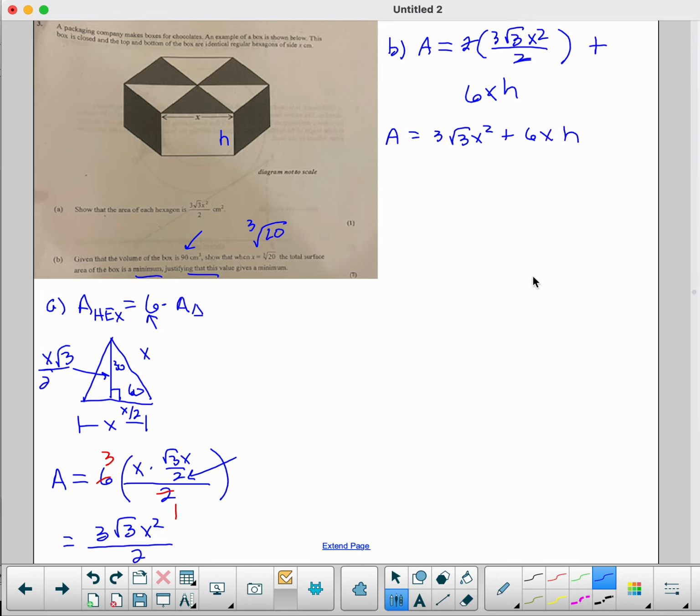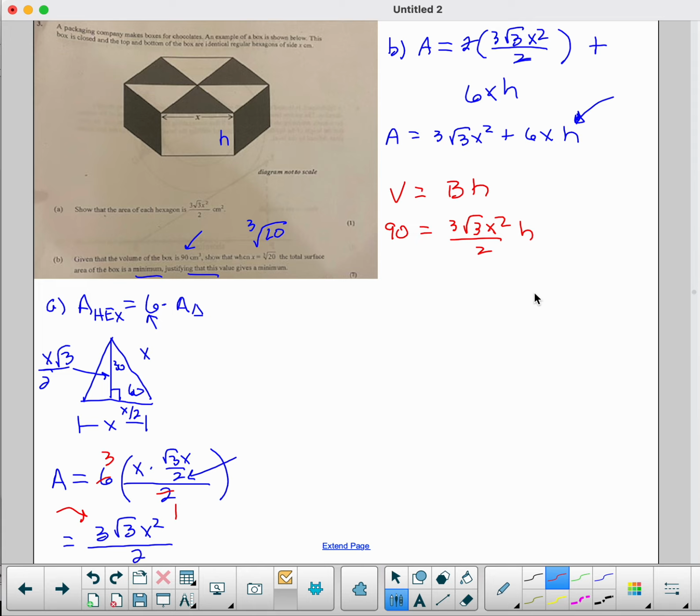And this would be lovely. All we would have to do is take the derivative, find our critical point, see that it is cube root 20, and life would be great. But our problem is, oh shoot, we need something for h. Ha! They tell us a volume, don't they? They tell me that the volume is equal to 90. And the volume of any regular figure is equal to the area of the base multiplied by the height. So we know that 90 is equal to the area of the base, which is 3 root 3 x squared over 2, times the height.